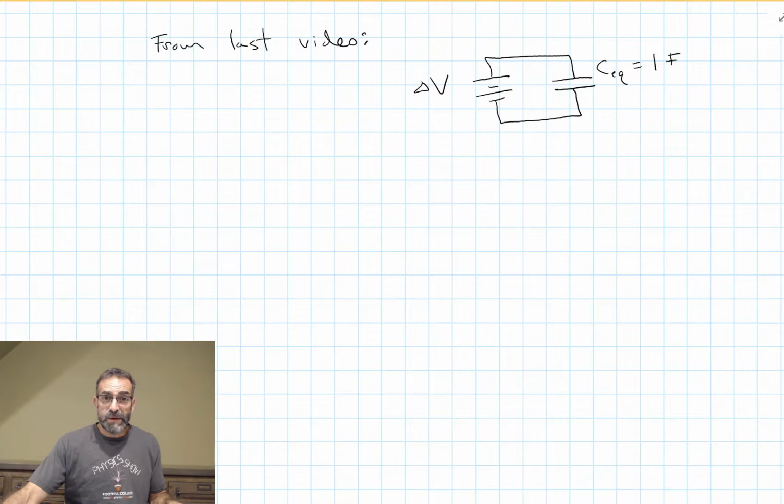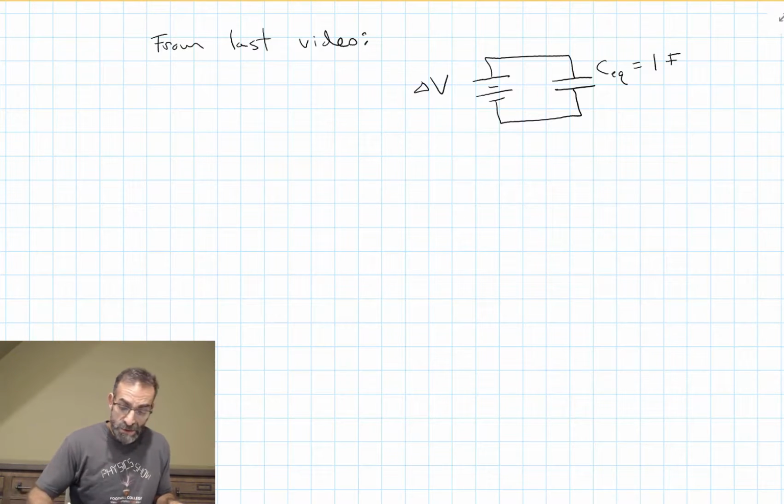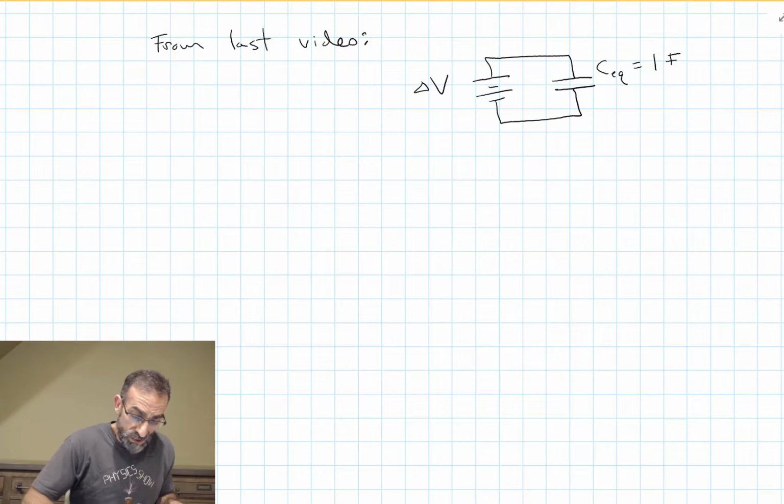Last time we found the equivalent capacitance for this circuit, and if I plug in the numbers I gave you in this problem, it comes out to a 1 farad capacitor for the equivalent capacitance. So how much charge is stored? I'll call that Q equivalent.